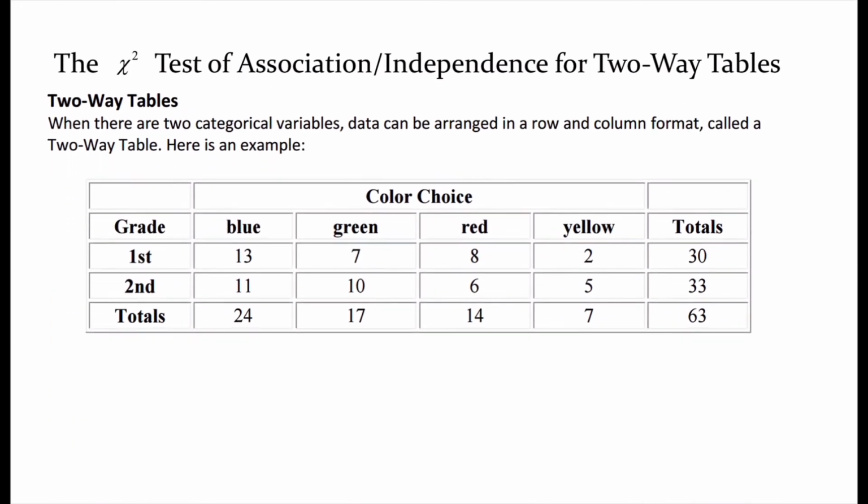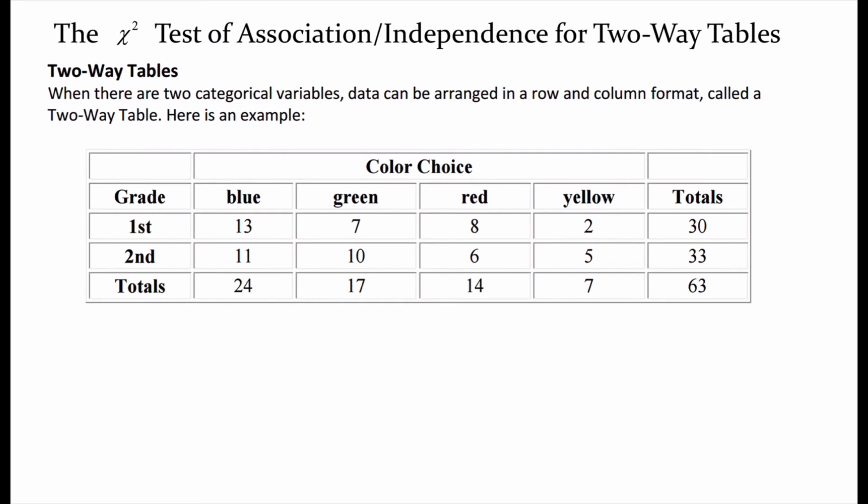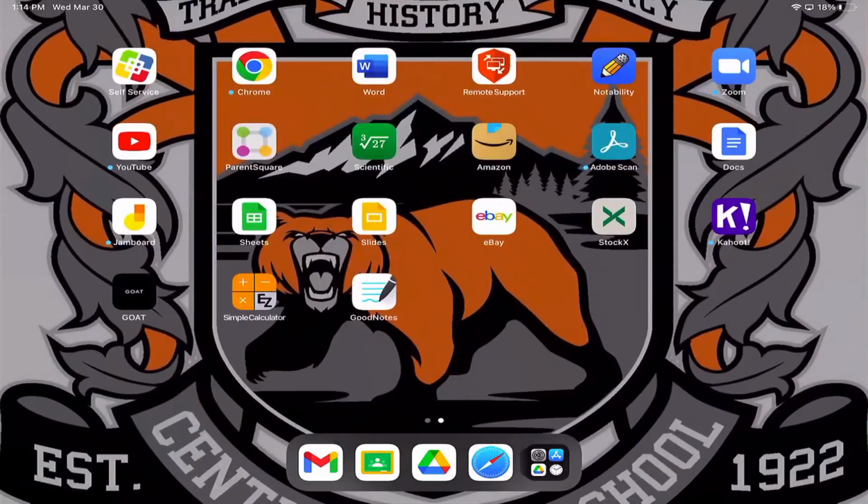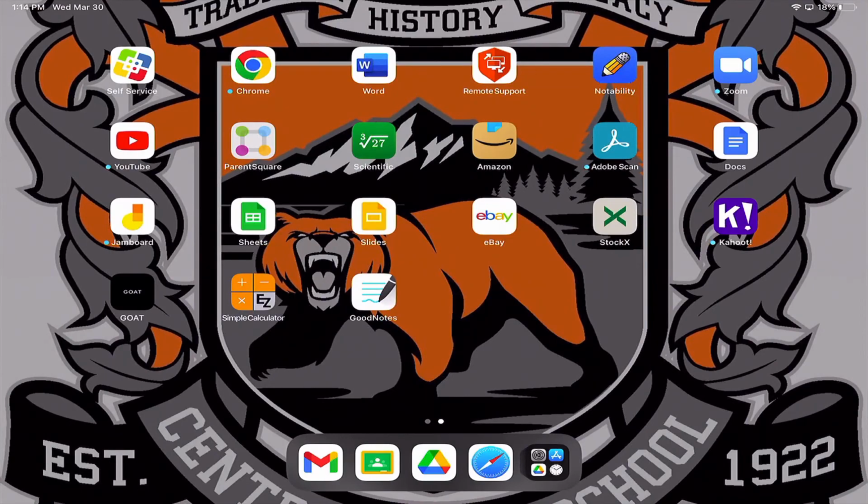Okay, all right, so let's look at the first example here. Okay, so we have a two-way table. We have categories of color choice, and we have rows, which happen to be grades, first grade and second grade. So here we have tables, but we're going to see two-way tables, not like the table we saw last time. Let me show you the difference.